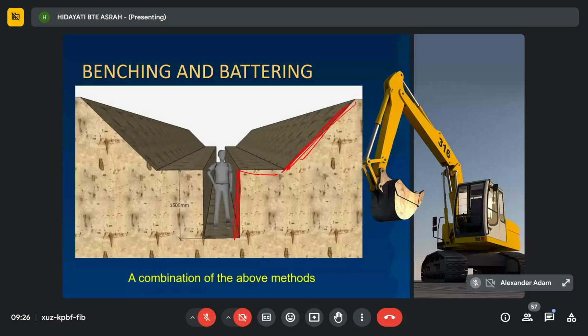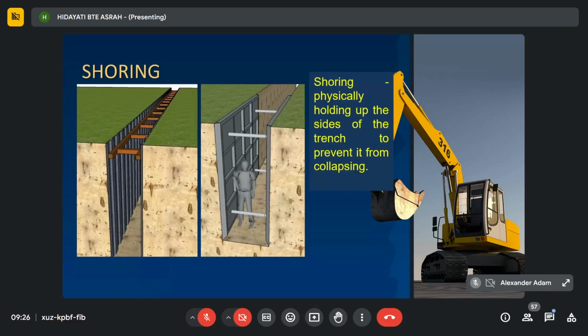Okay, and the fourth one is shoring. Okay, so this type of support, we call it shoring. So shoring is where you use support to hold up the side of the trench. This is your trench, kan? This is your trench. So you use shoring to support the side of your excavation to prevent it from collapsing.